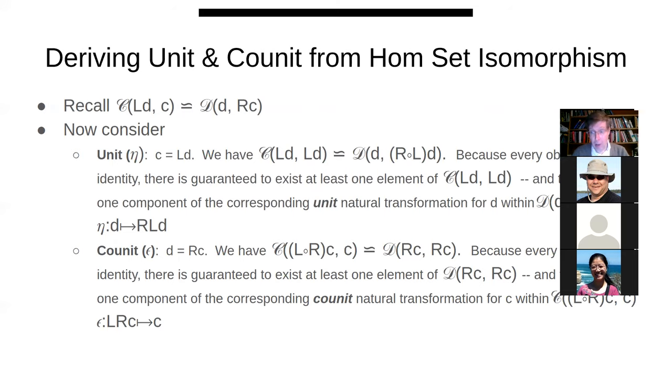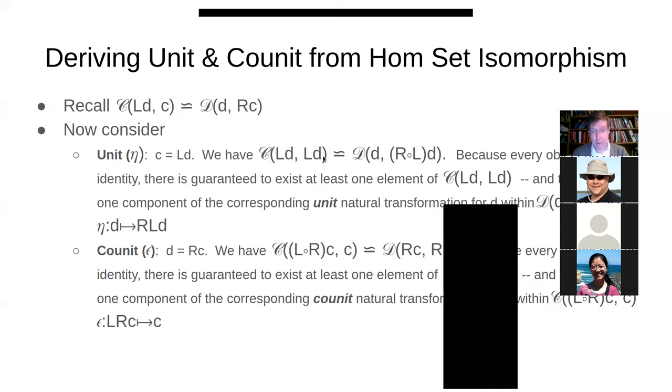Okay. Now, if we know there's an identity morphism there, and we know this is a one-to-one correspondence with this, there's got to be at least one morphism here from D to RLD. That's unit. Because every object that has identity is guaranteed to exist at least one element of this. And so there's got to be at least one component here for D. They'll take D to RLD. That's what this is saying. There's got to be at least one thing going from D to RLD. So we're guaranteed to have that unit for D. Guaranteed to have it.